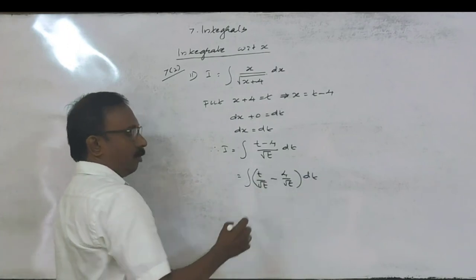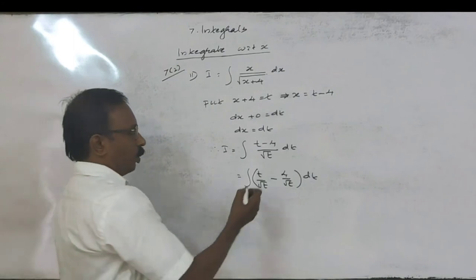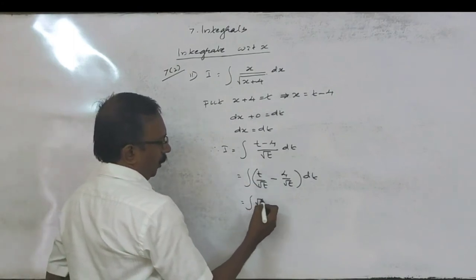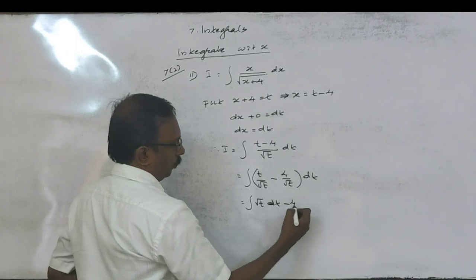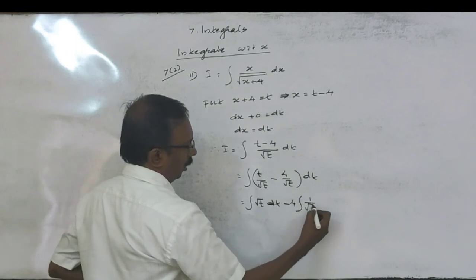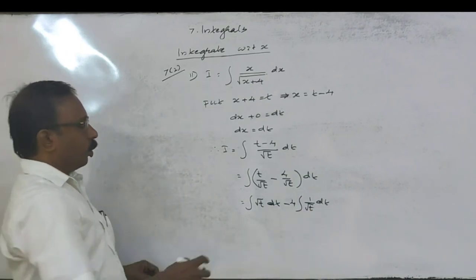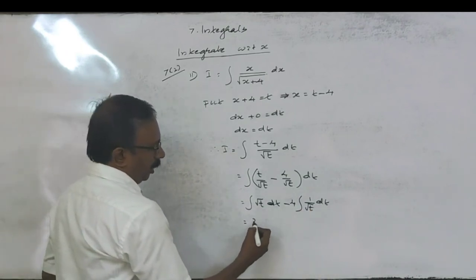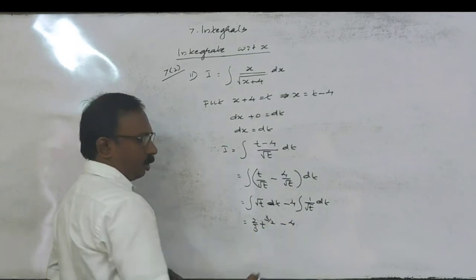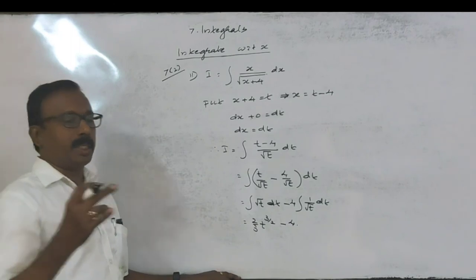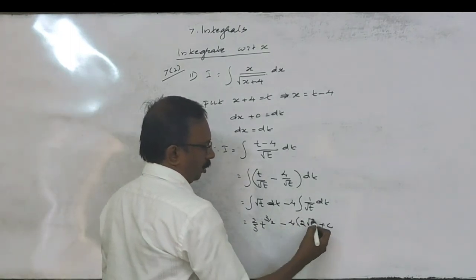What about t by root t? x by root x is root x, so t by root t is root t. So the integral of root t dt minus 4 into the integral of 1 by root t dt. The integral of root t is 2 by 3 into t raised to 3 by 2, minus 4 into the integral of 1 by root t, which is 2 root t, plus c.